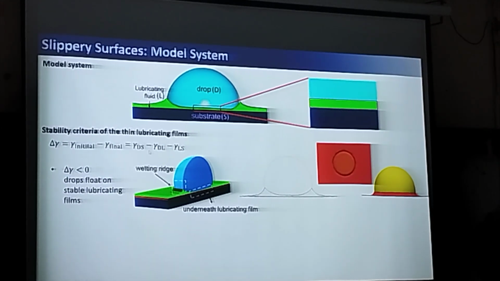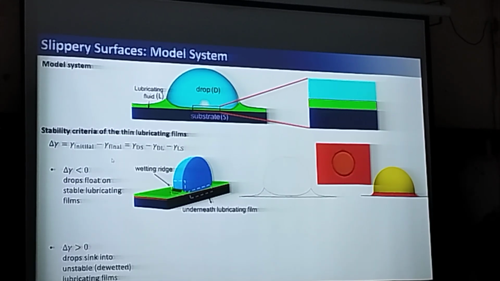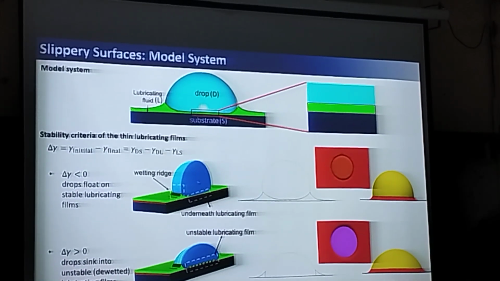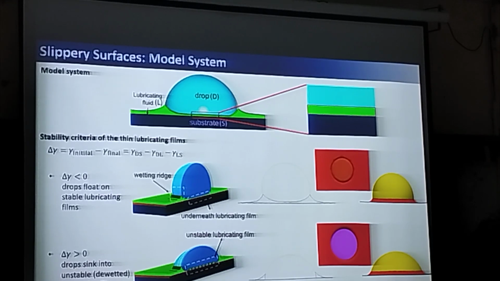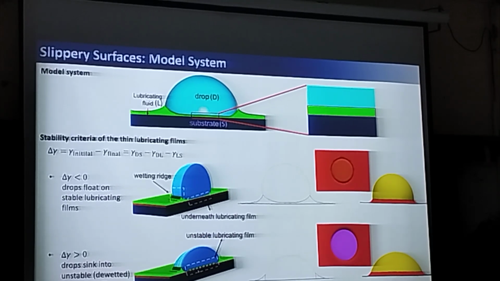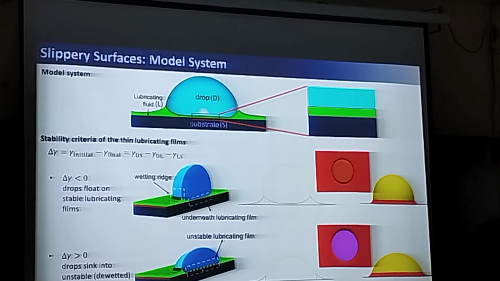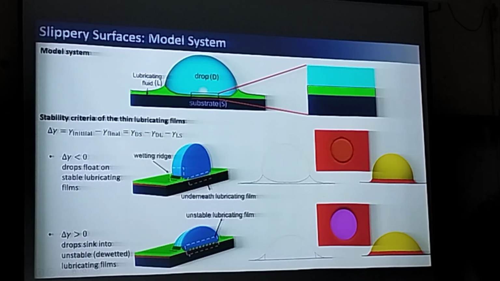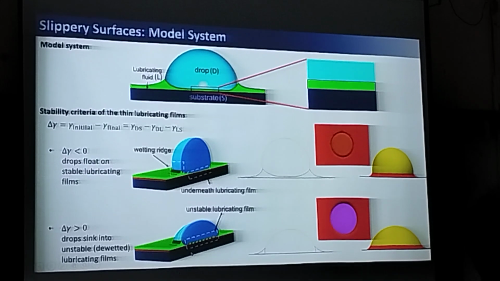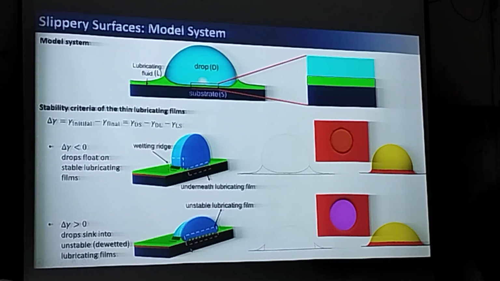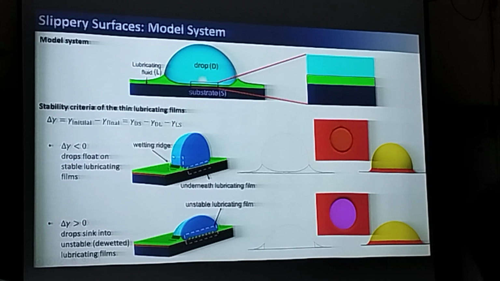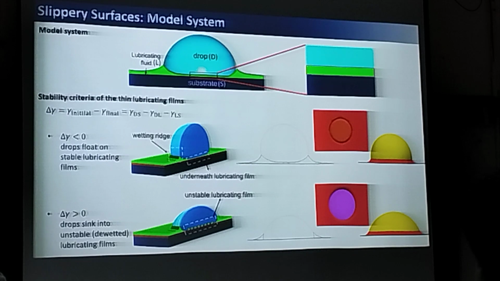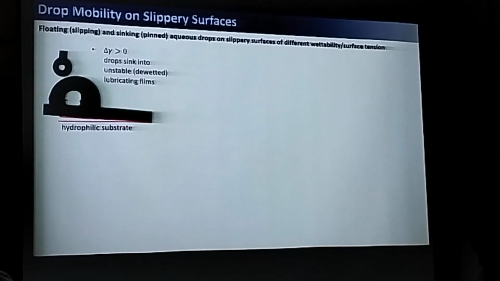So we looked at some of the stability criteria, and we found that you can have two situations: either there is a thin amount of liquid between the drop and the solid surface, or the liquid between the drop and the solid surface will be unstable and will rupture as individual droplets. This we call a floating system, this we call a sinking system. In the sinking system, the drop will not move, and in the floating system, the drop is floating on a thin lubricating layer, and it will move nicely on this lubricated surface.